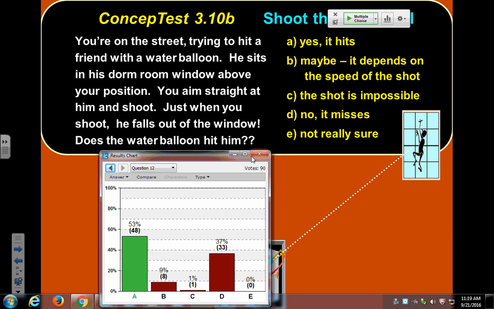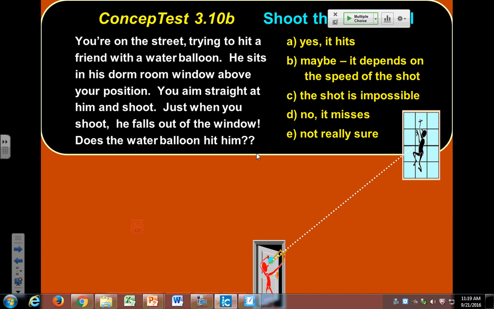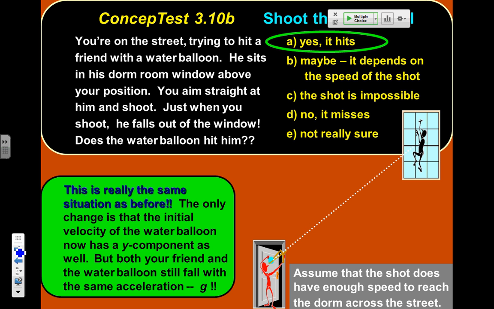Okay, A is going to be the right answer here too. Now what's going to happen is you'll shoot this and it's going to follow a path that looks like this. And in the time that it follows that path, because you have the same acceleration, this guy is going to fall down and you'll both hit at the same time. So this is useful stuff if you're trying to hit your friend with a water balloon as he's falling out of a window of a tall building.